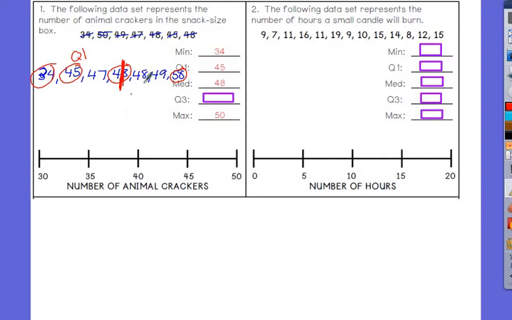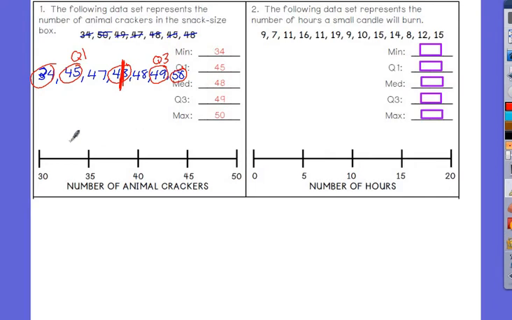To find my quartile 3, it's the median of your upper half. I have 3 numbers in my upper half. So who is in the middle? 49. It was kind of easy to see. He is quartile 3, 49. That's my 5 pieces of data that I need for my box and whisker.